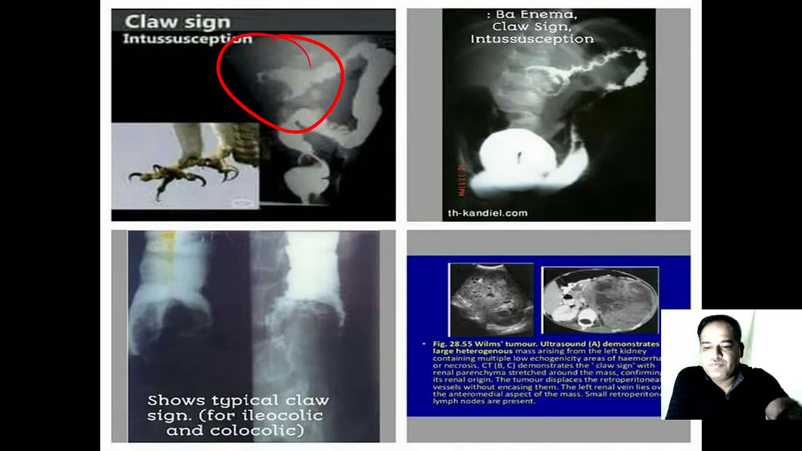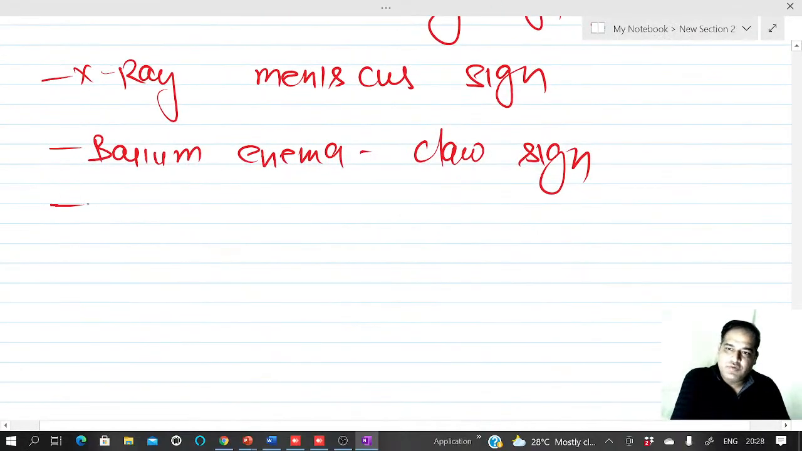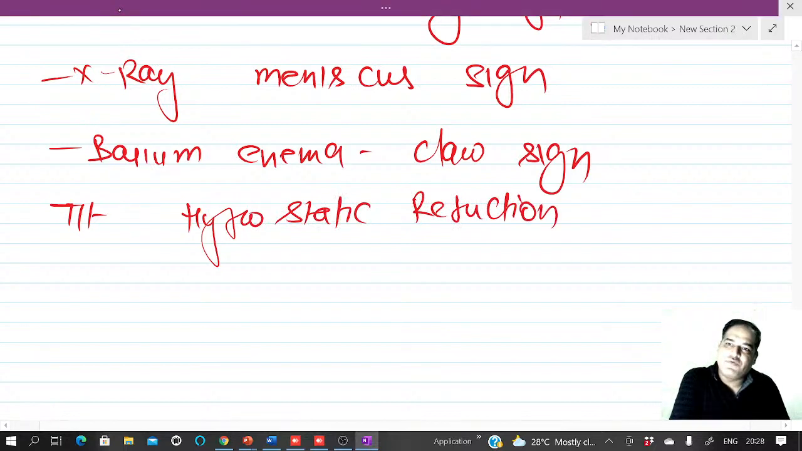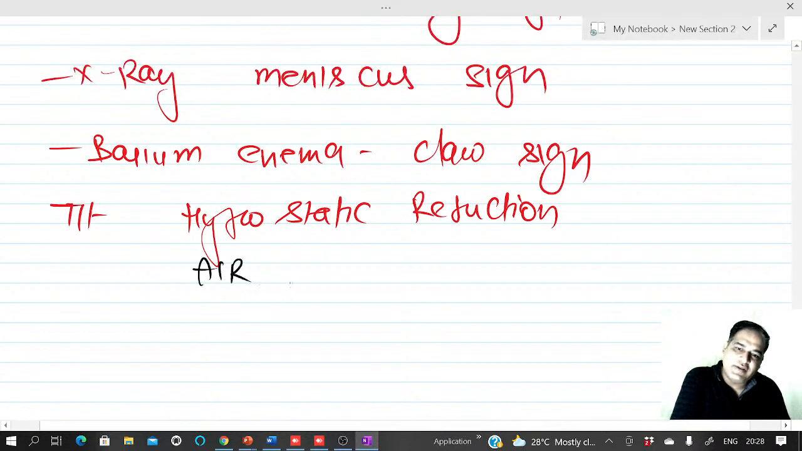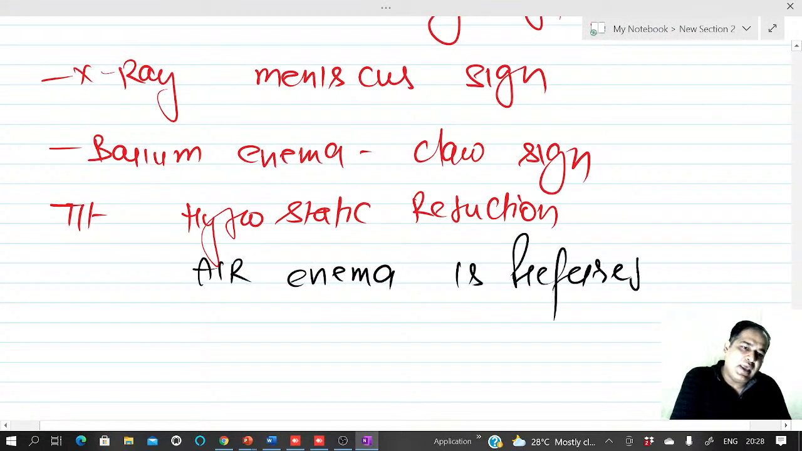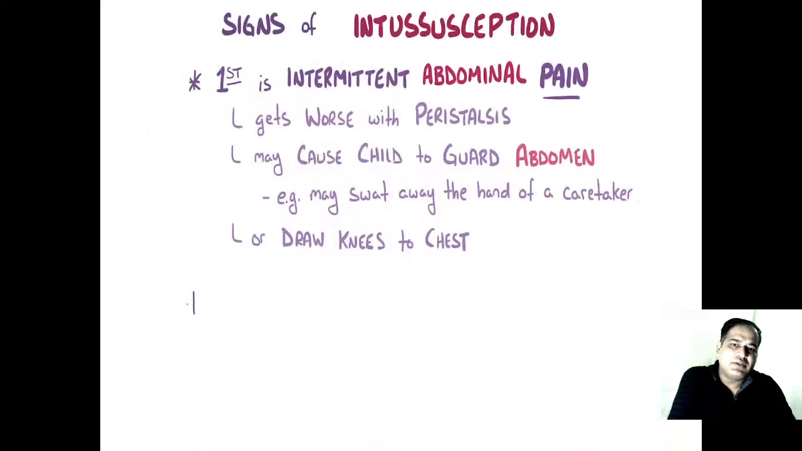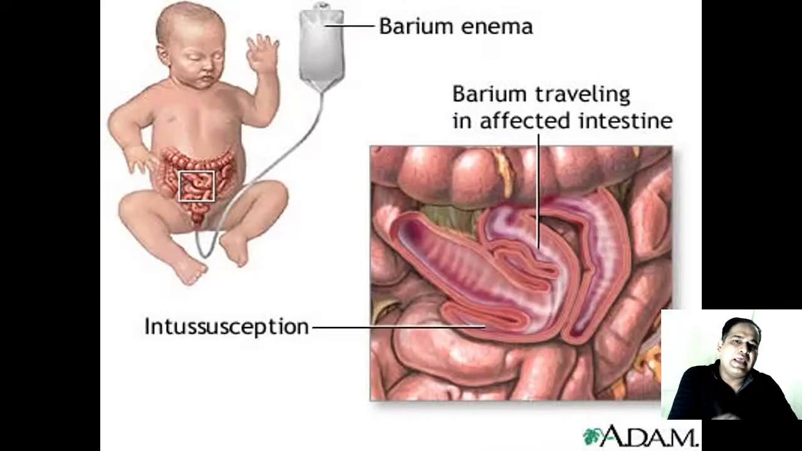Now, so treatment is hydrostatic reduction wherever it is possible, so that controlled conditions are available. Air enema is preferred rather than using saline or barium. Air enema is preferred to cause the reduction, right?